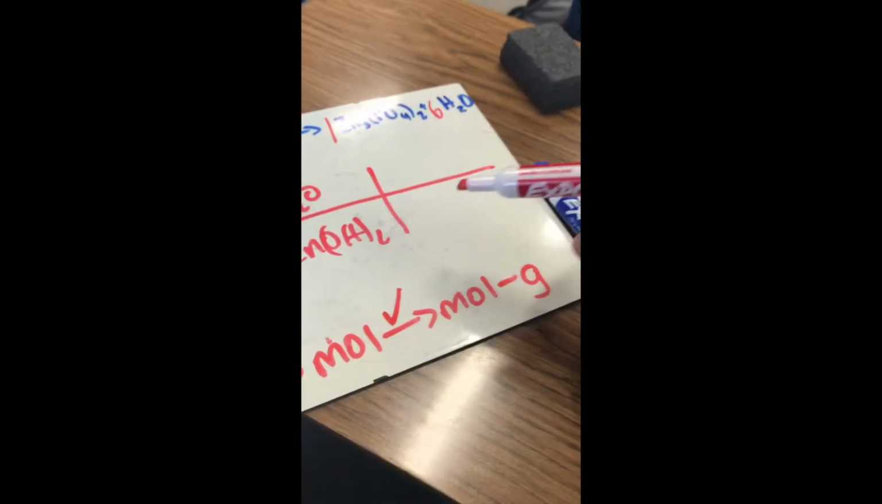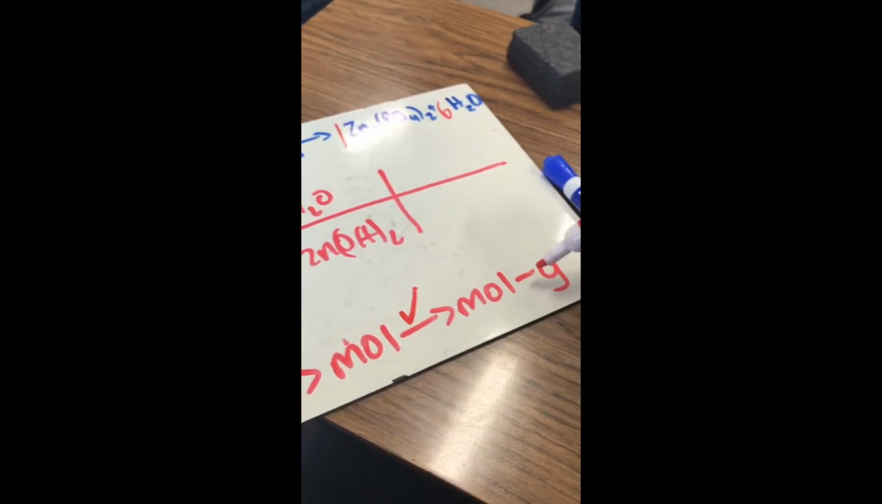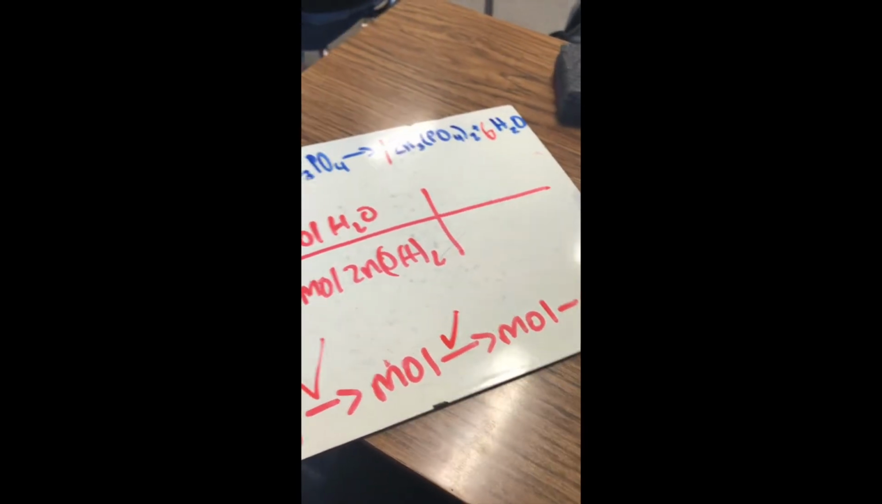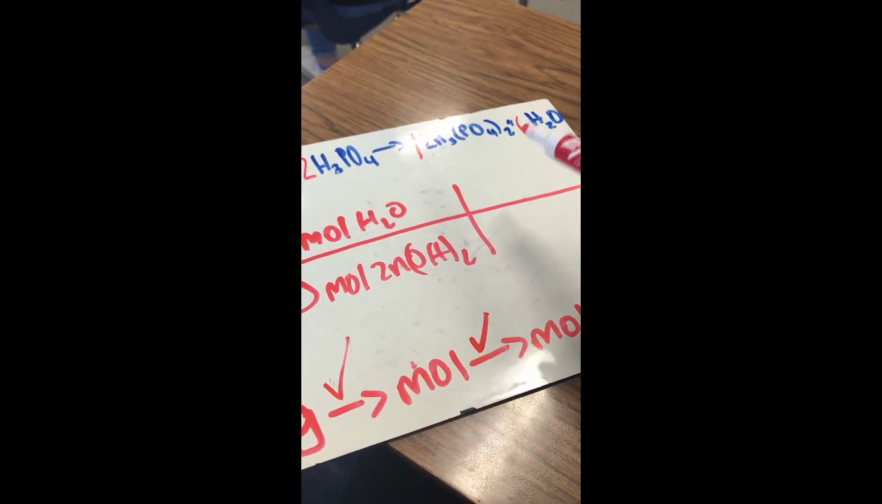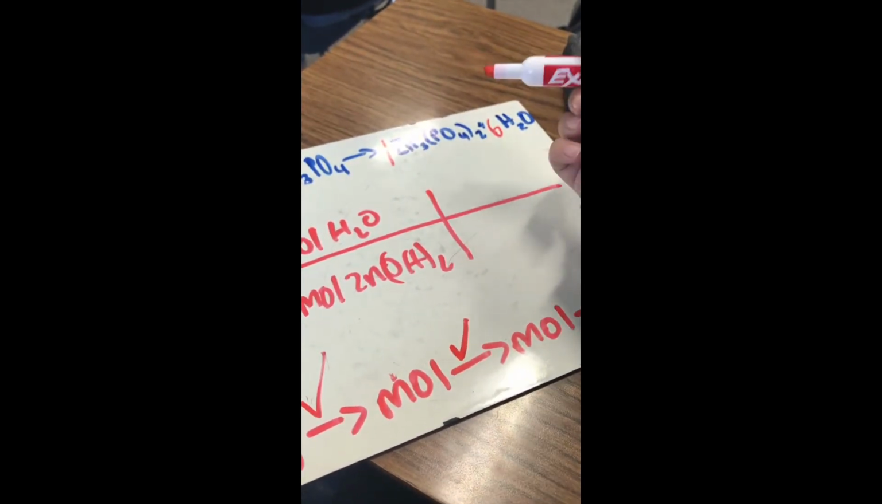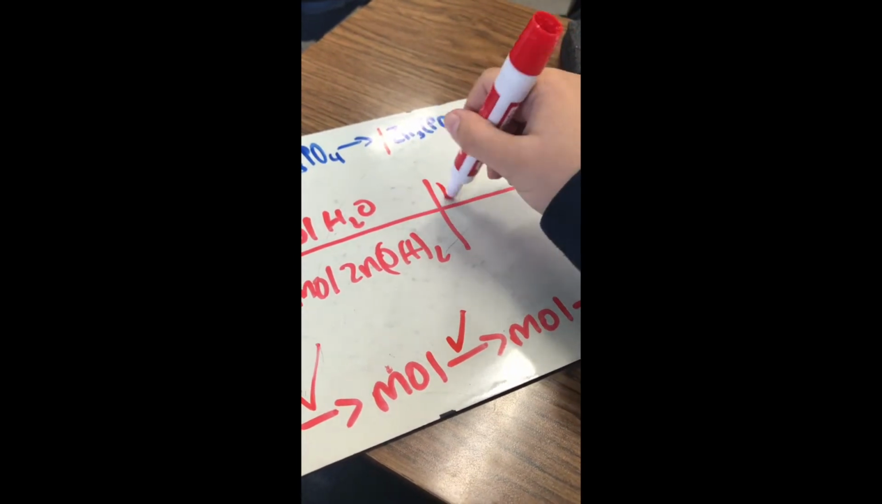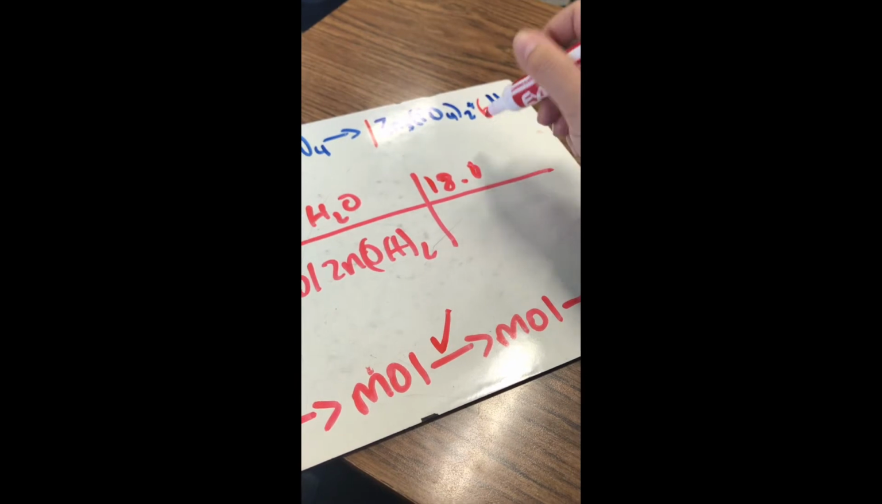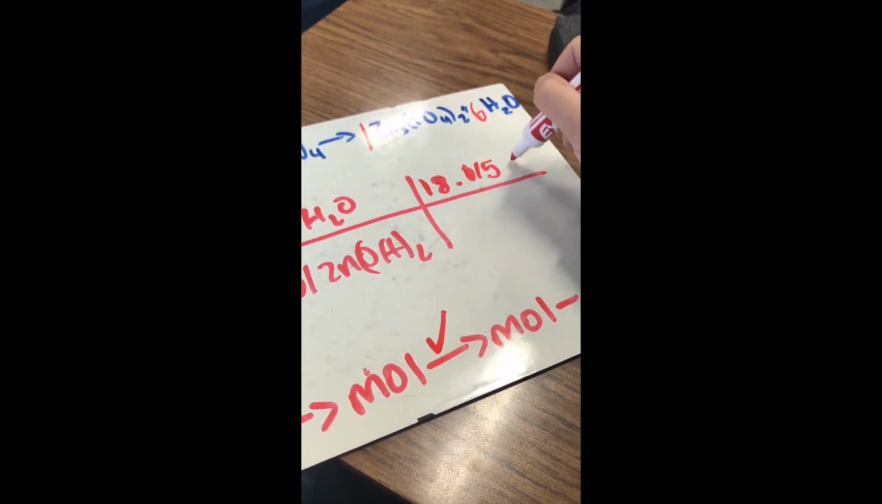So now we're going to do our last conversion, which is moles to grams. And we have to remember that we're trying to find grams of H2O. So you have to find the molar mass of H2O, and I got 18.015 over 1 mole of H2O because we're trying to cancel out.